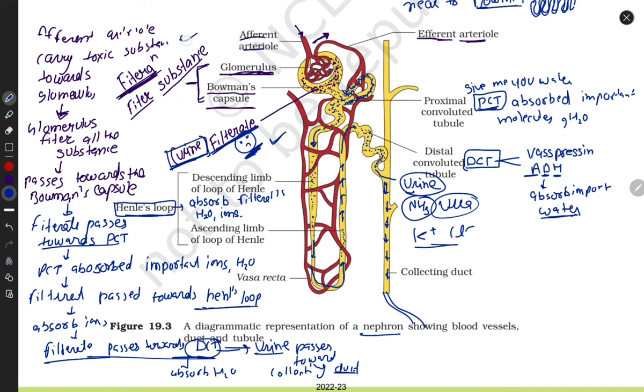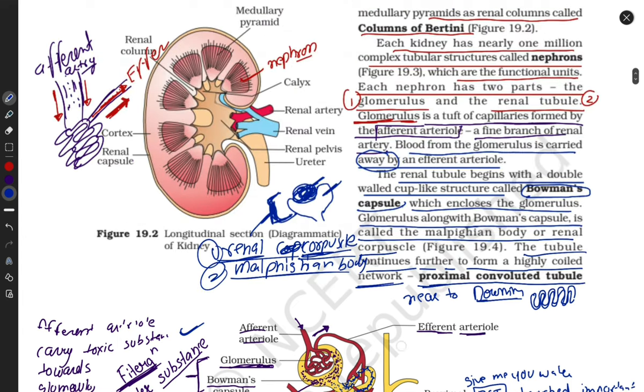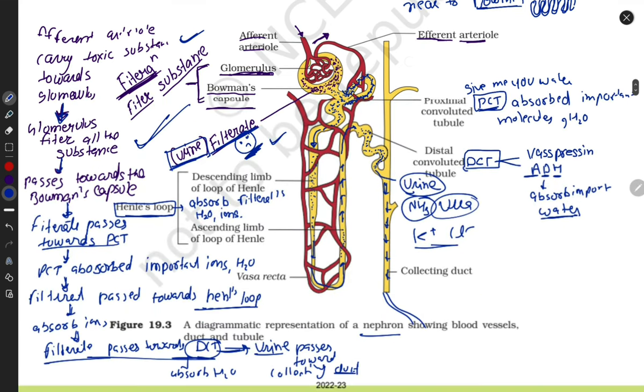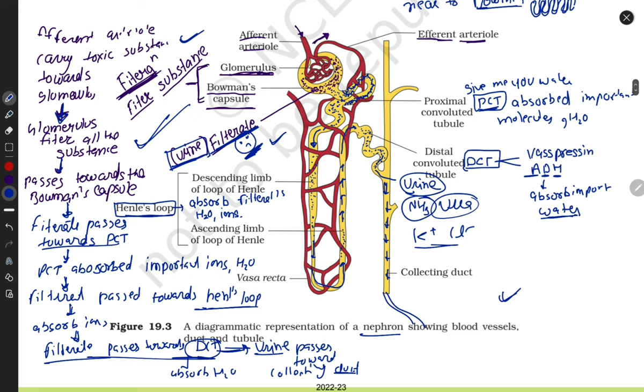So this is the whole mechanism, for how our nephron works. We call it the functional unit of the kidney. This is the structure of our kidney, and this is the structure of our nephron. Clear, guys?